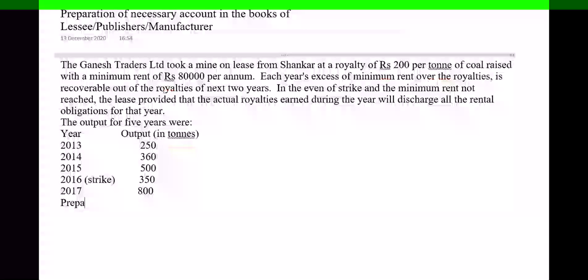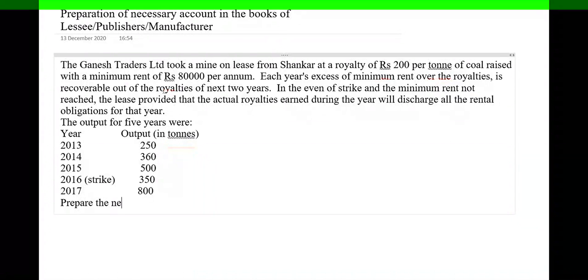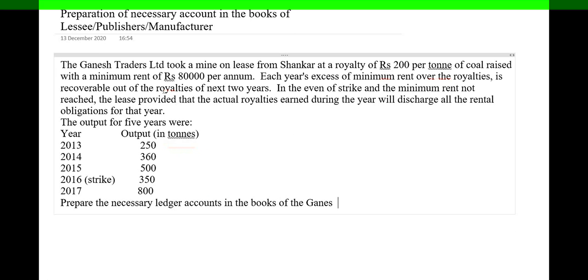Prepare the necessary ledger accounts in the books of the Ganesh Traders Limited. So now we'll go for discussing this problem here.